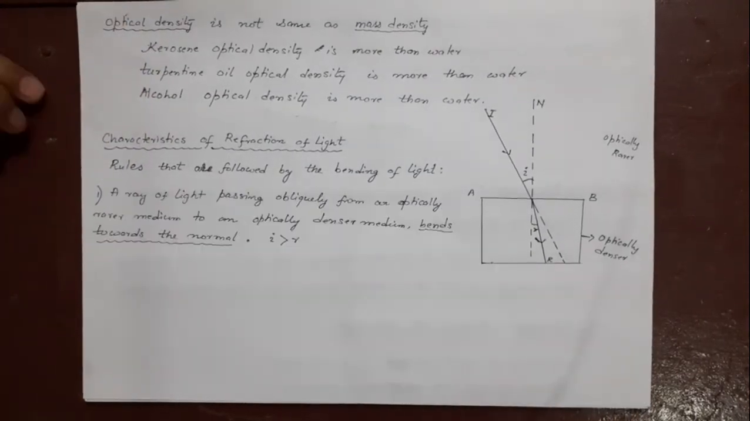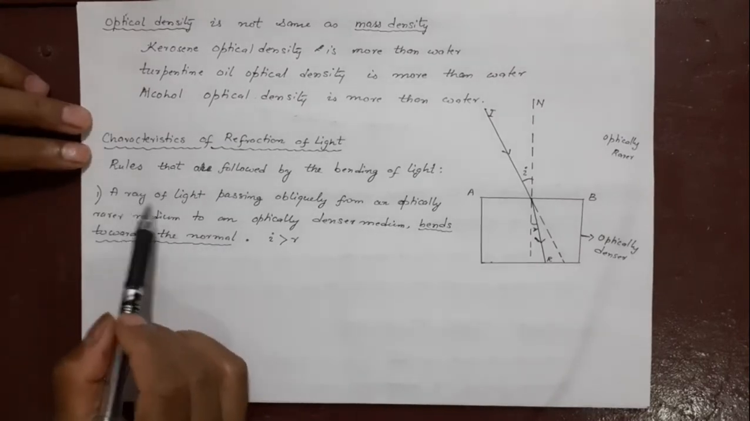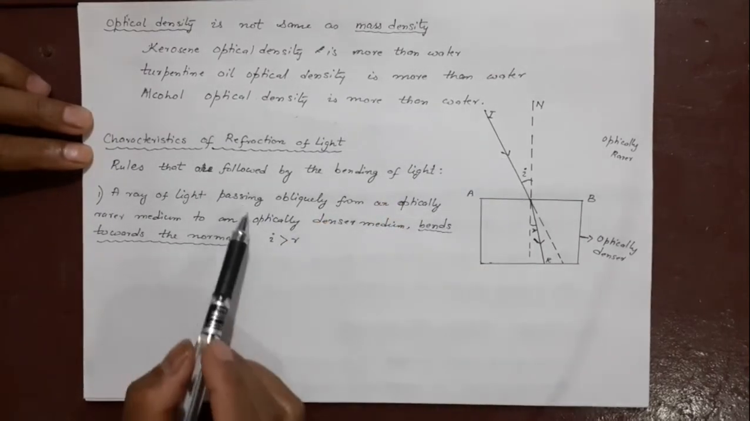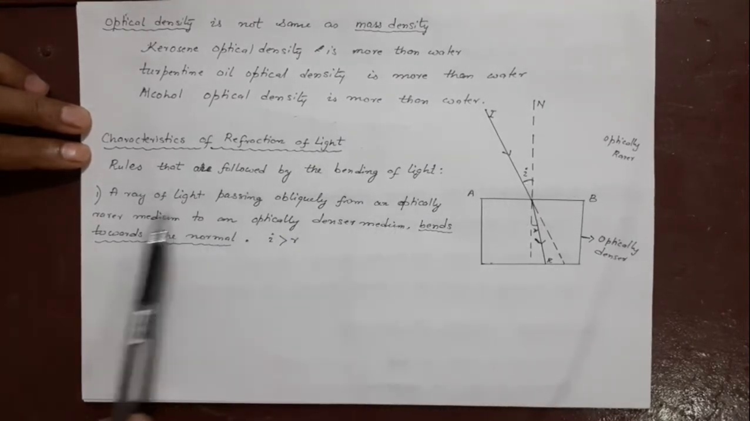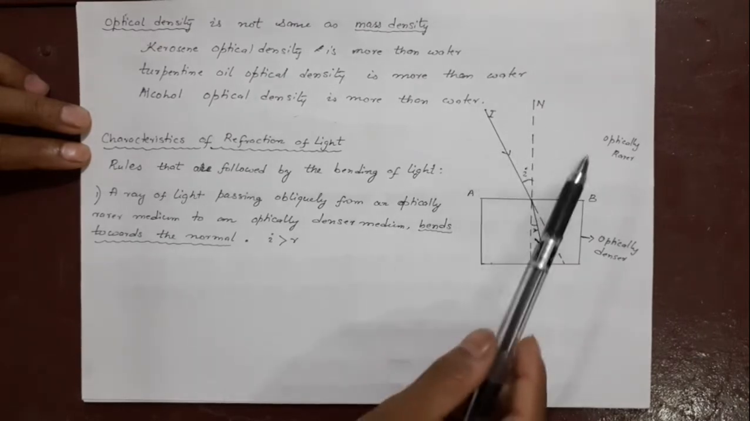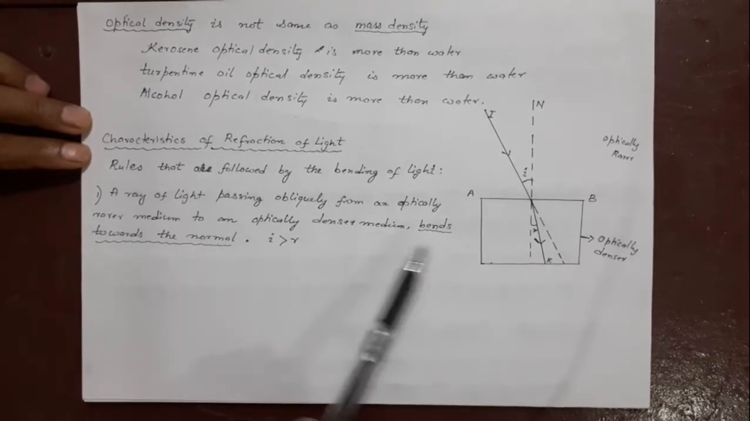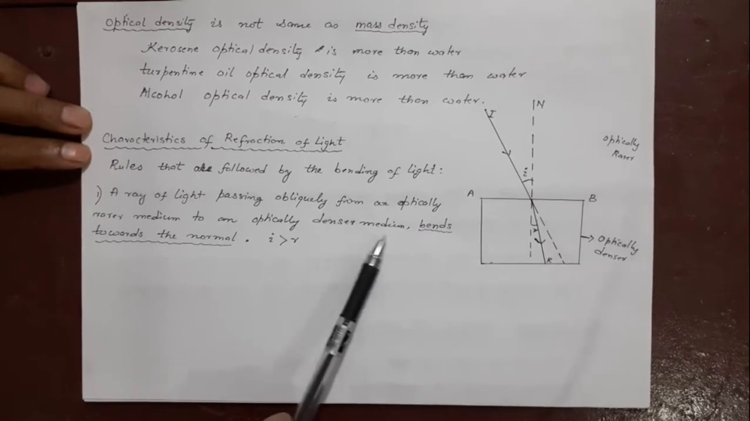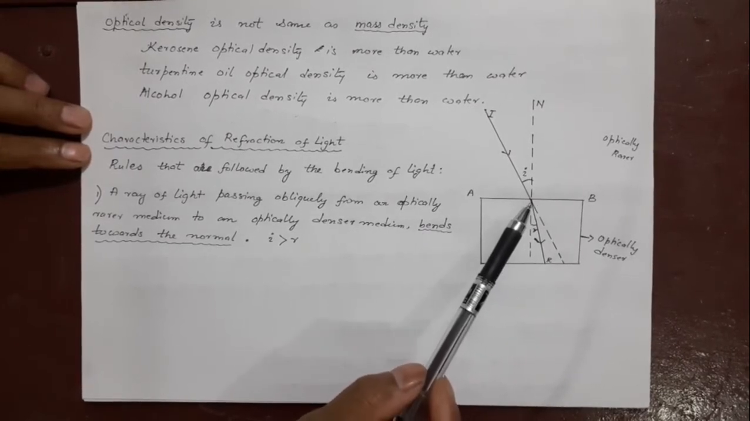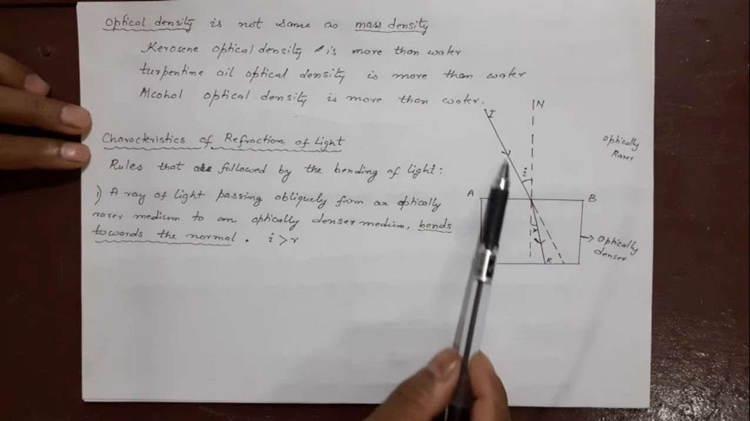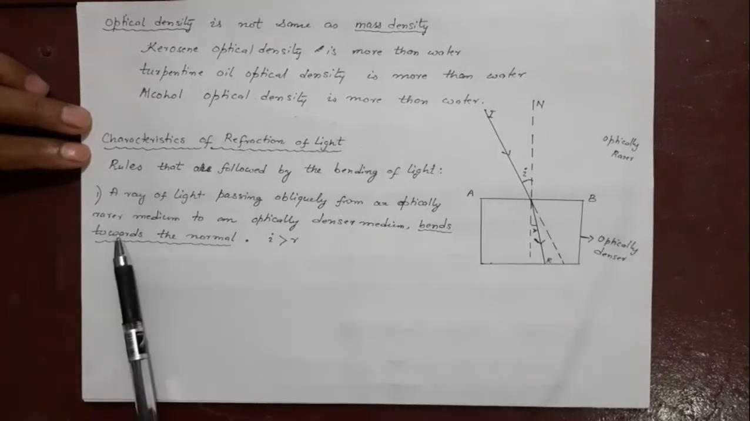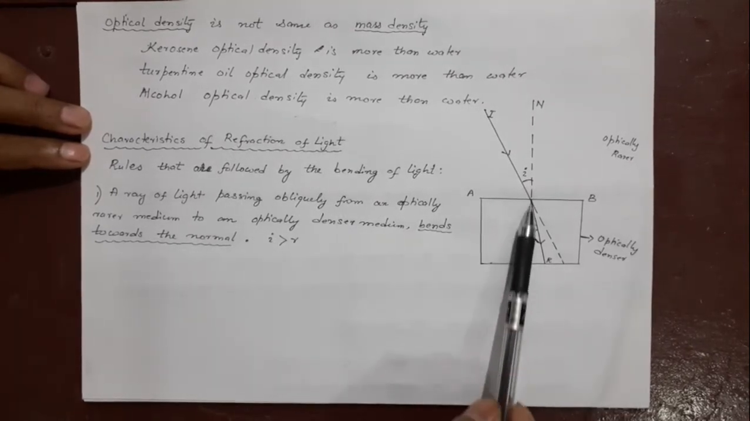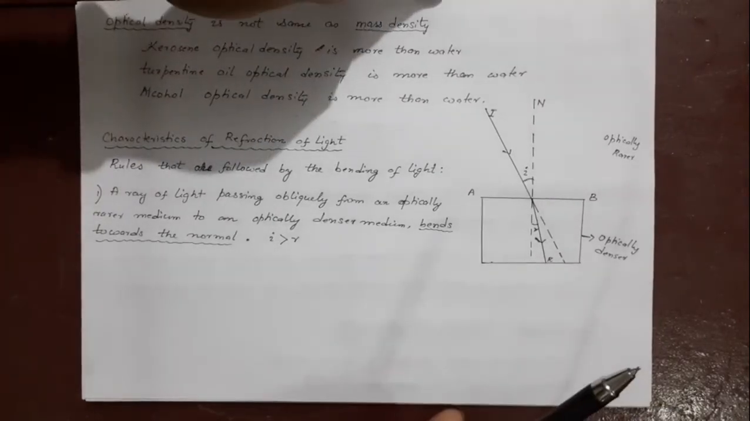That will be the second part. In detail, it is like this: a ray of light passing obliquely, obliquely means making some angle, from an optically rarer medium, this side, the air, to an optically denser medium, maybe glass, bends. See, bending happens here. The light is coming from here and bending this side, towards the normal, because this is the normal line, it has bent towards the normal side.